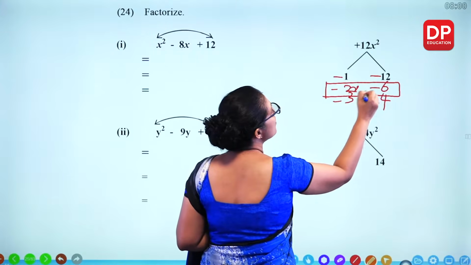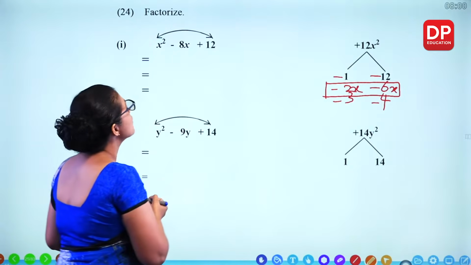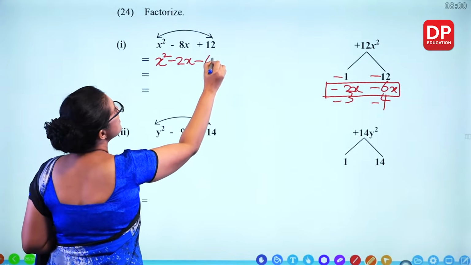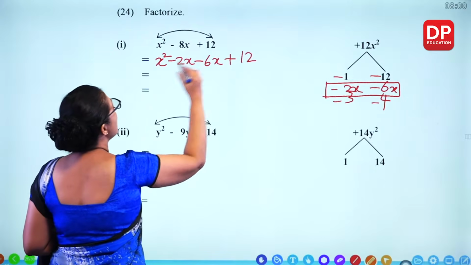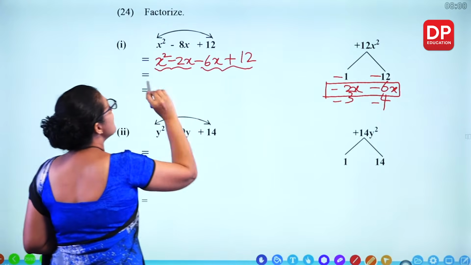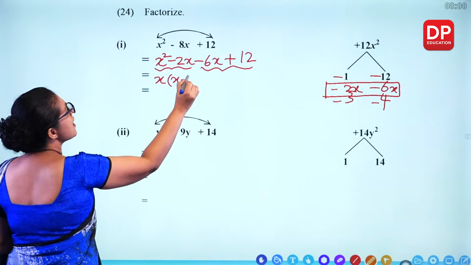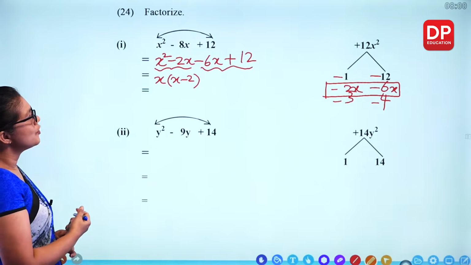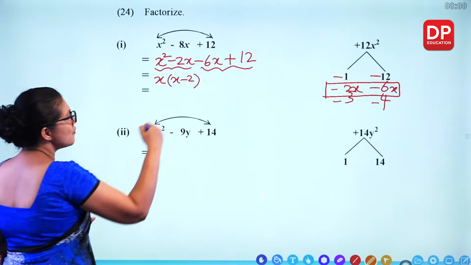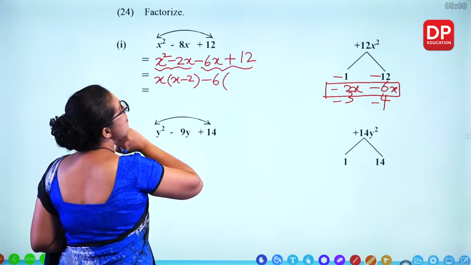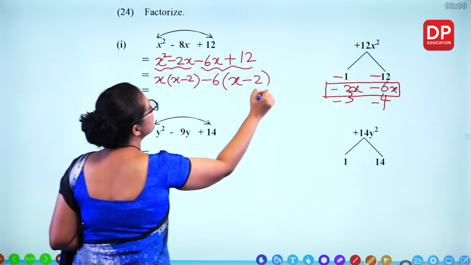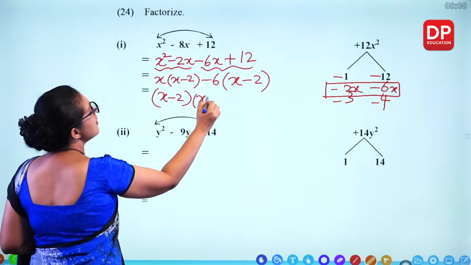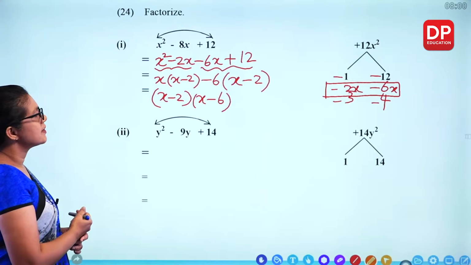So you can write 2x and 6x. So split the middle term into minus 2x minus 6x plus 12 and take 2 at a time. So when you take x out, this is x minus 2. Which one do we take? Minus 6 or plus 6? You need to get positive x inside. So we need to take minus 6 out. X minus 2. So x minus 2 is there and x minus 6.